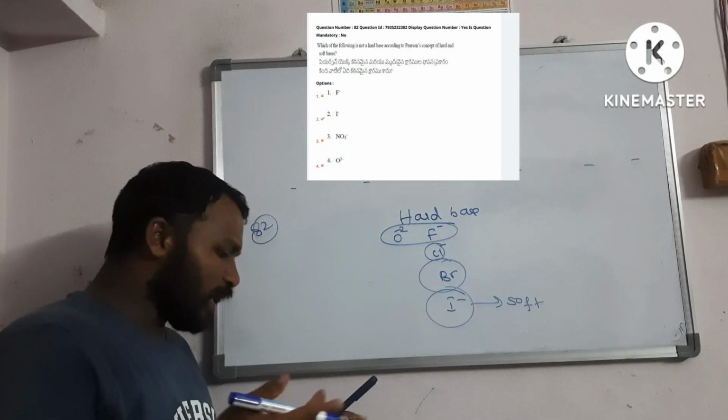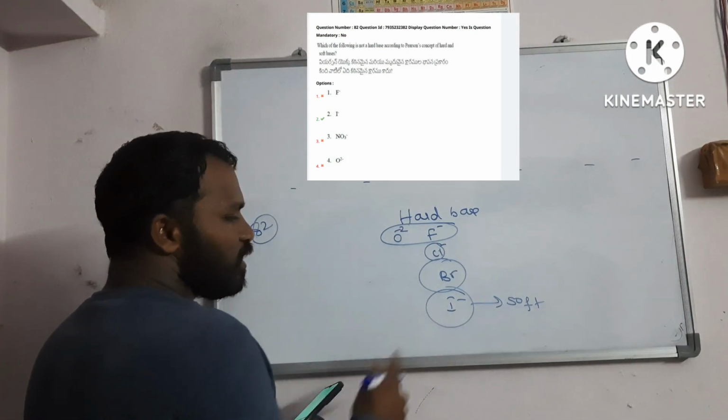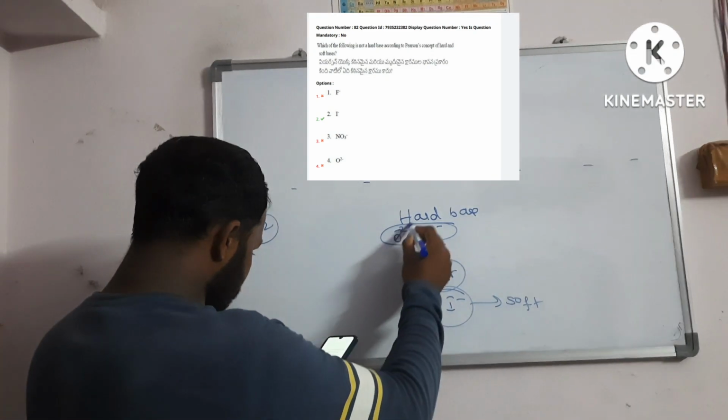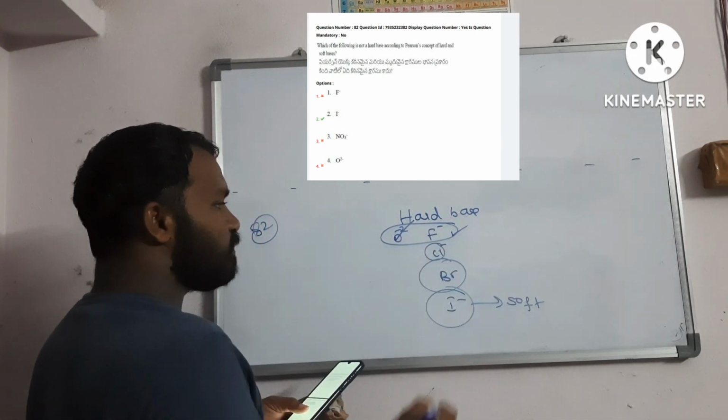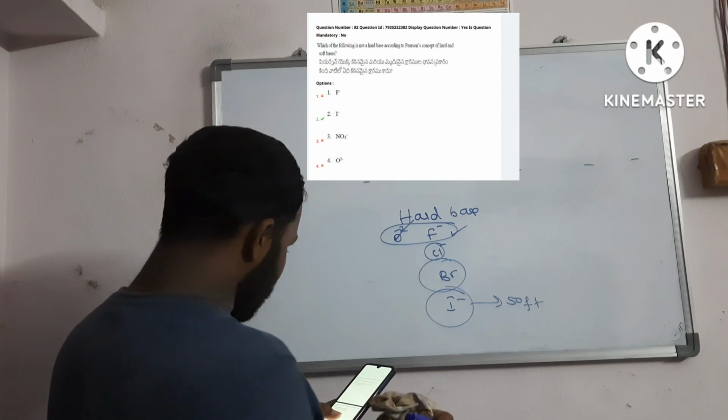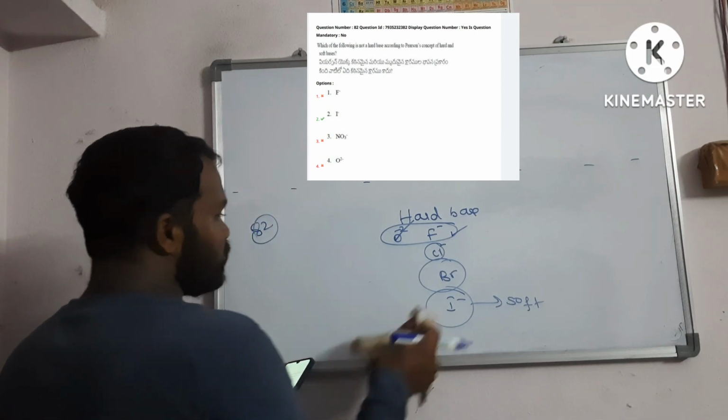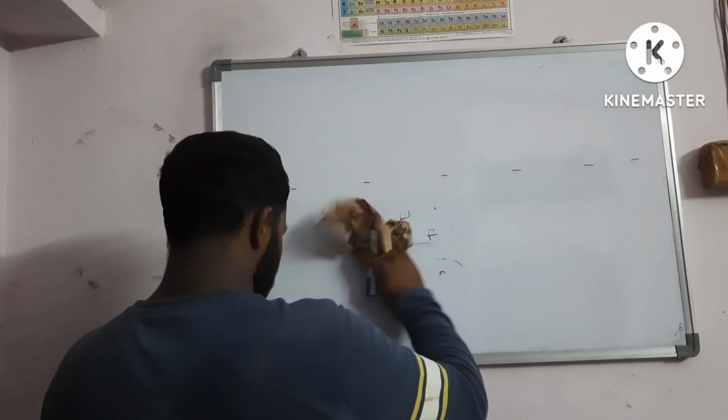What they asked is not a hard base. Obviously it is not a hard base. O minus 2 is given in the options, so it is a hard base, and F minus is also a hard base because of its small size. But I minus possesses a large size, hence it is not a hard base, it is a soft base.